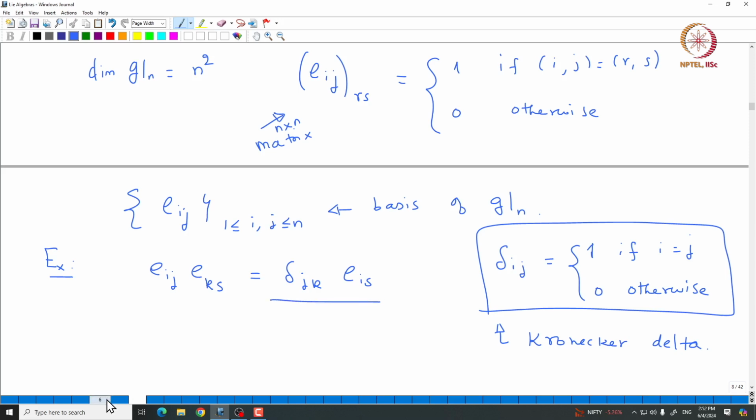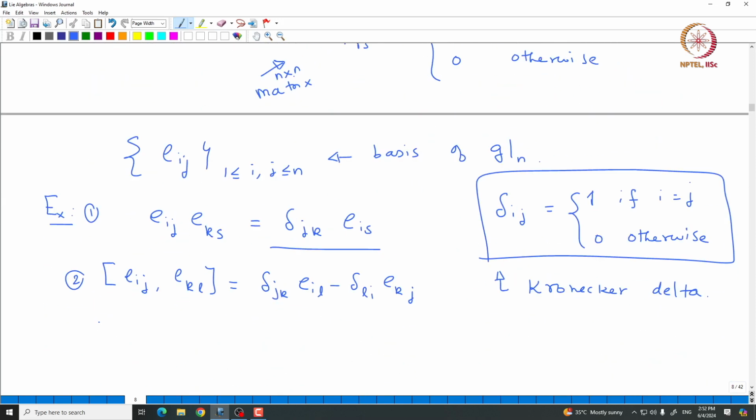Now using this, one can easily calculate what happens if you take E_ij and E_kl. The bracket between them is nothing but delta_jk E_il minus delta_li E_kj. So this is what you get when you take the bracket between them. Using this, one can explicitly determine the structure of this GL_n(C). That will be done later.